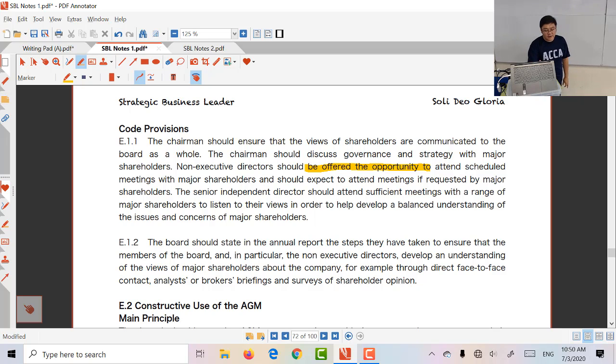Okay, then go on and see the next one. They say, in fact, they should expect to attend if they are specifically requested by the shareholder. So if shareholder purposely say, hey, please bring along the senior independent director, I want to speak up, then you must come. Okay? Now, and senior independent director should attend sufficient meetings with the major shareholder so that you're going to have meetings with different people.